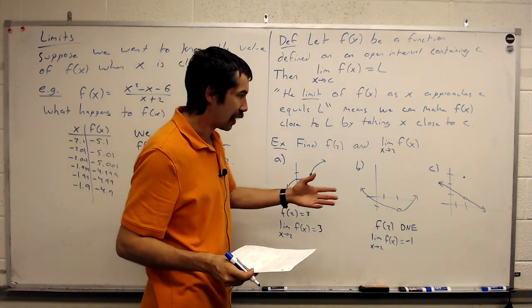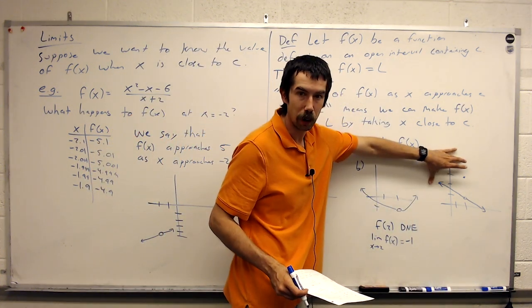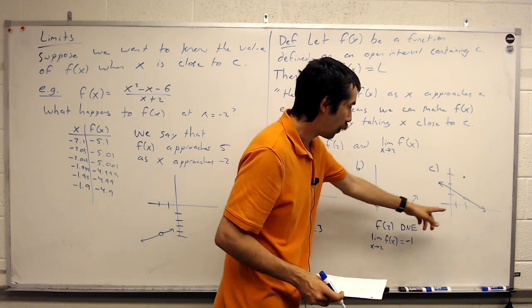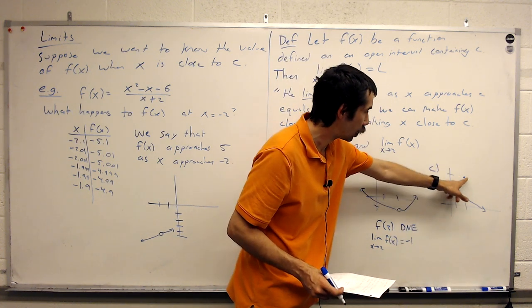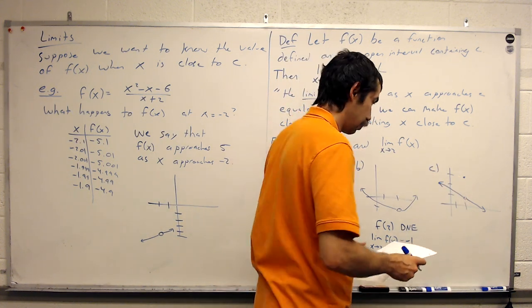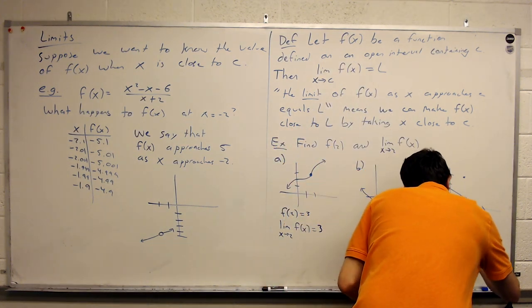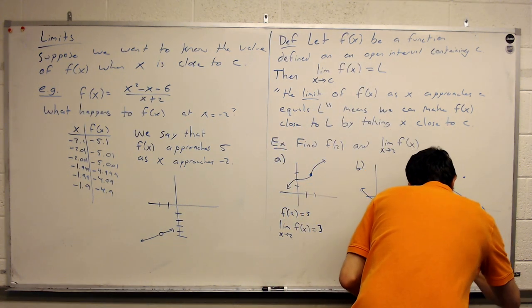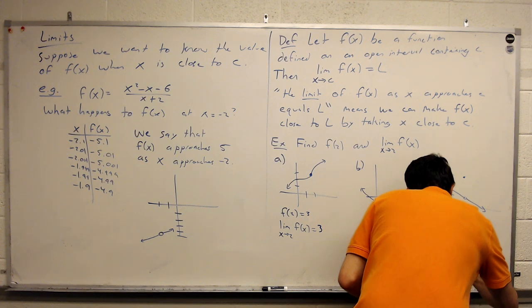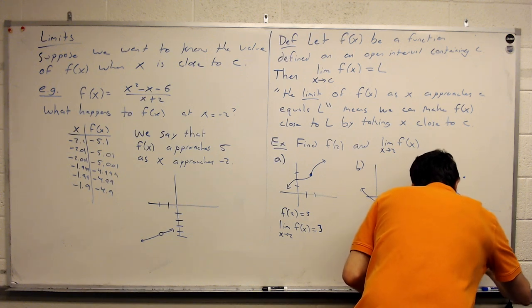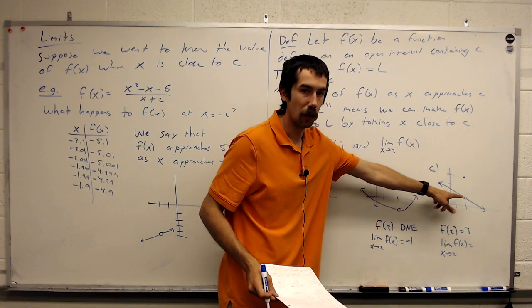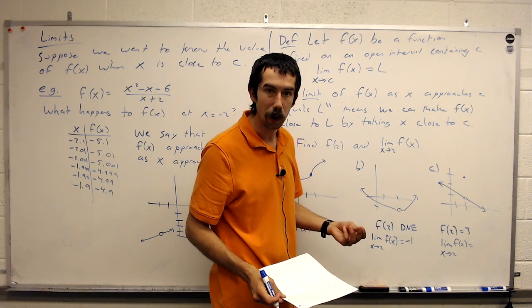And now finally here, I know this is a little bit small, so I hope you can see that. If we go to 2, our function's value is up here at 3. And the limit as x goes to 2 of f of x equals 1. It's where our hole is.